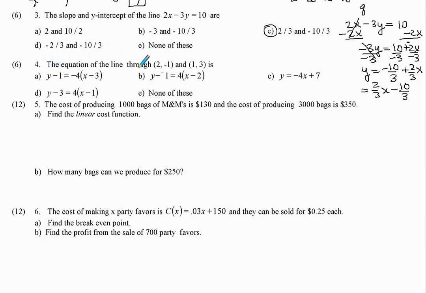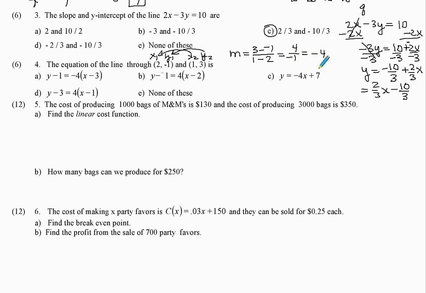Number 4, the equation of the line through the 2 points, (2, -1) and (1, 3) is. So let's label these points, x1 and y1, and x2 and y2. Remember, the first thing that we need to do there is find our slope. So our slope's going to be y2 minus y1, so that's going to be 3 minus negative 1 over x2 minus x1, so that's going to be 1 minus 2. So 3 minus negative 1 is 4. 1 minus 2 is negative 1. 4 divided by negative 1 is negative 4.